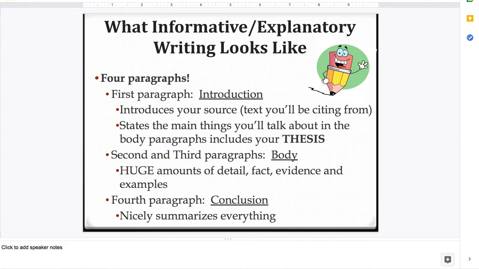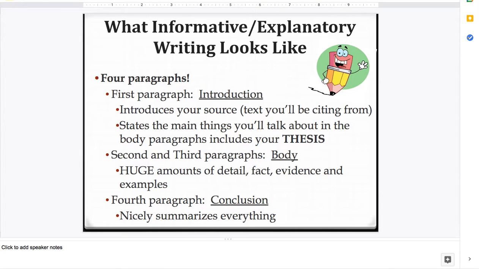As I'm sure you remember, every single type of essay that we write, that very first paragraph is always called the introduction paragraph, right? That is where we introduce to our reader what we're going to be talking about. We might introduce the topic, we might introduce the source that we will be citing from, and of course we have our thesis in our first paragraph.